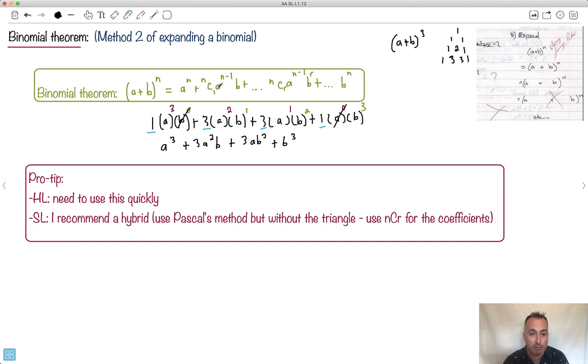If you're SL, what I recommend is to use a hybrid. There's a much faster way of doing this, and I like Pascal's triangle method. You know, this way of just writing a's and b's and doing your exponents going down, your exponents going up. Except I don't like finding Pascal's triangle if the exponent is too high. It's really long to do. So what I like about this method here is it allows you to kind of cheat.